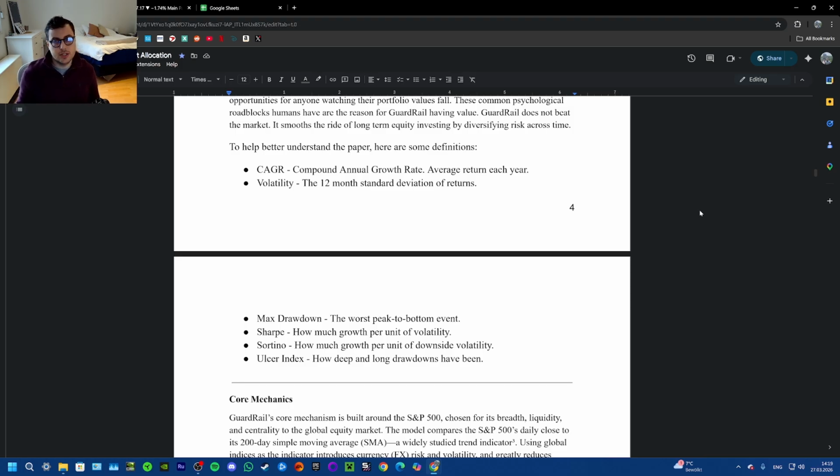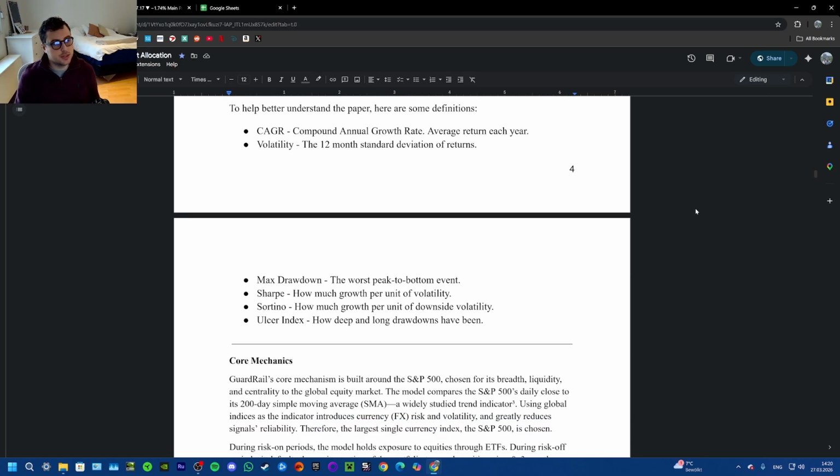Volatility is the standard deviation of returns, so you can just simply Google or ChatGPT or whatever you want the formula for standard deviation of returns. And that essentially just measures how much something moves up or down in a given time period and how volatile it is. The max drawdown is simply from the very top to the very bottom, what was the worst decline that it's ever seen.